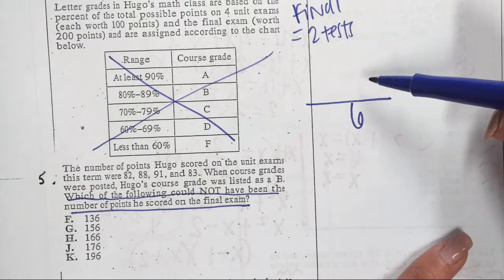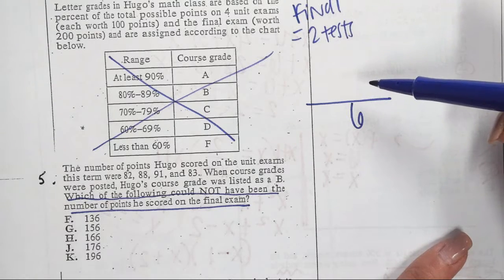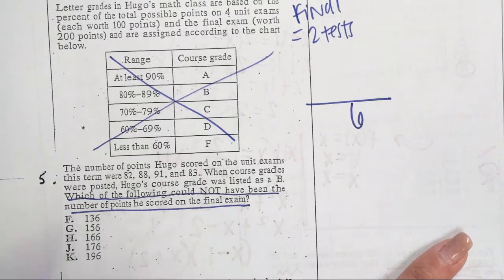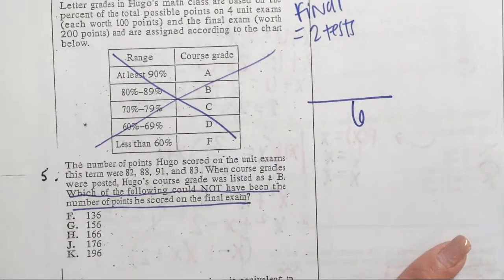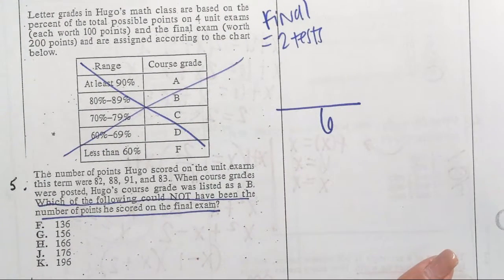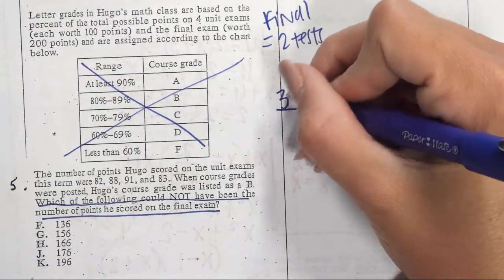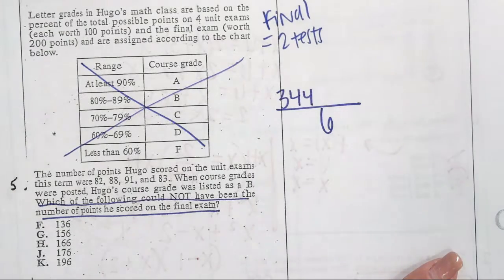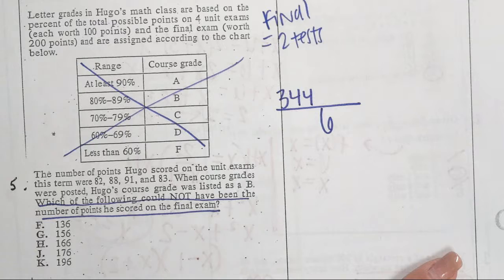Okay, so what's going to go on top? The scores, right? Go ahead and add these together for me. So 82 plus 88 plus 91 plus 83, that's going to give us what? Good. So those are his 4 test grades. Do we know what he made on his final exam? No, that's what we're trying to find.